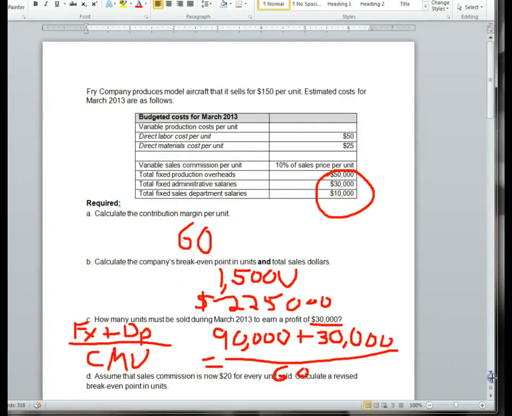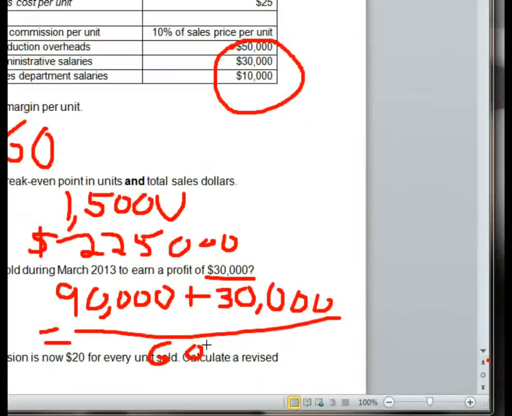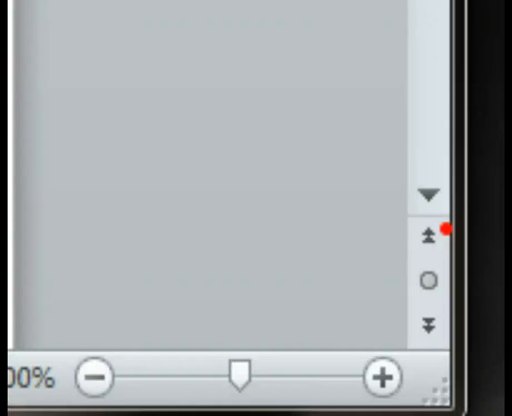Let's see if I can just scroll down a little bit. Nope, I can't. Whoa. I'm going to have to pause this. That's a little crazy. I'll see you in a second.